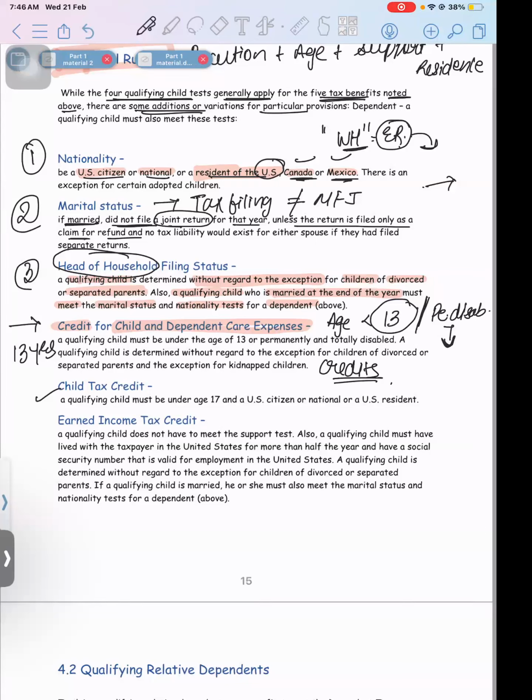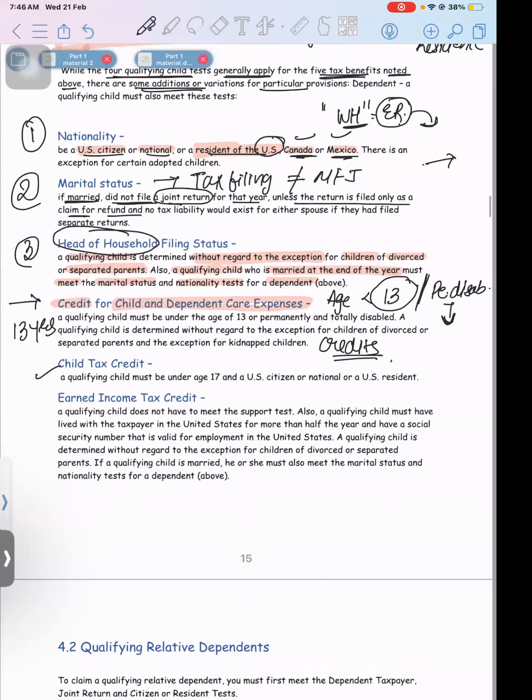Anyone? Less than 19. Yes, Shahid, it's not 17. It is less than 19, meaning I can say 18 or less. Here they have used the words under the age of 13, meaning 12 or less.